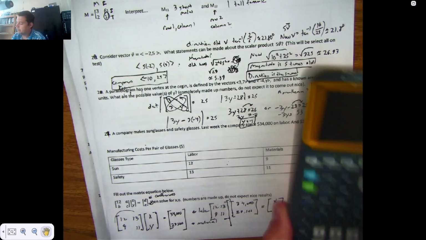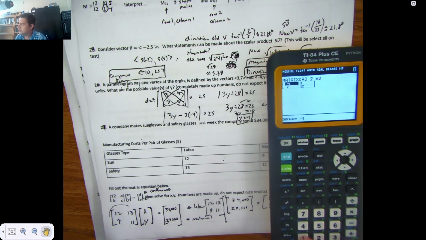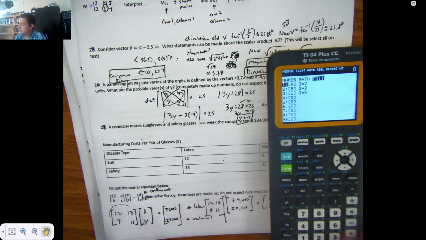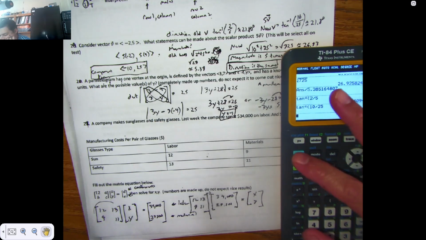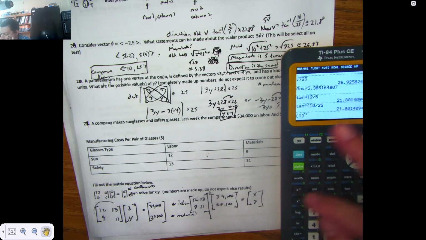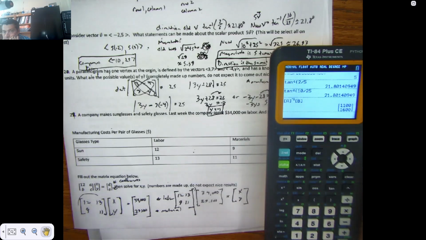Switch over to my little TI-84 here. Second, matrix, edit. A is a 2x2. B is a 2x1. And just follow the process here. I'm supposed to take the inverse of A. I'm supposed to multiply it by B. And there's my answers.